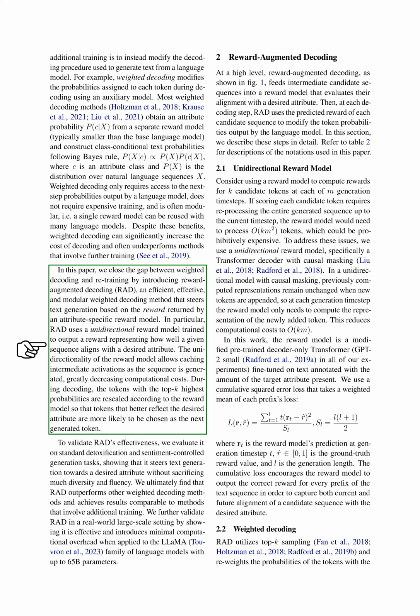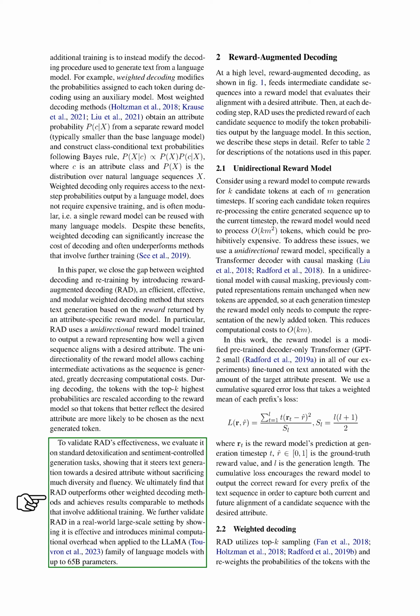RAD uses a unidirectional reward model trained to output a reward that represents how well a given sequence aligns with a desired attribute. The unidirectionality of the reward model allows us to store intermediate activations as the sequence is generated, which greatly reduces computational costs. During decoding, the tokens with the highest probabilities are rescaled according to the reward model, making it more likely that tokens that better reflect the desired attribute will be chosen as the next generated token.